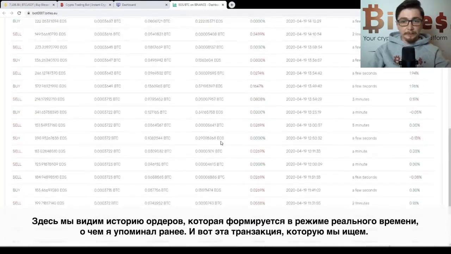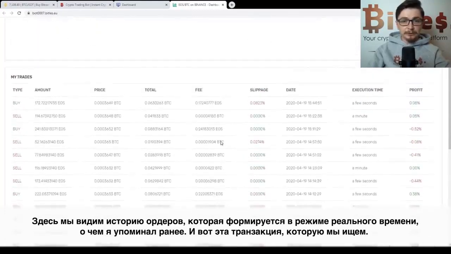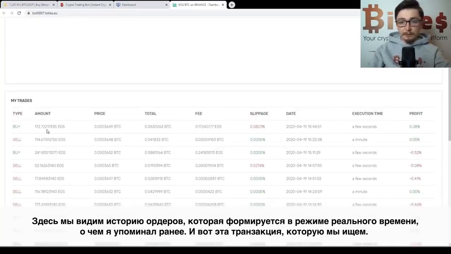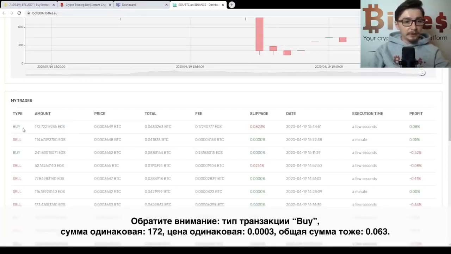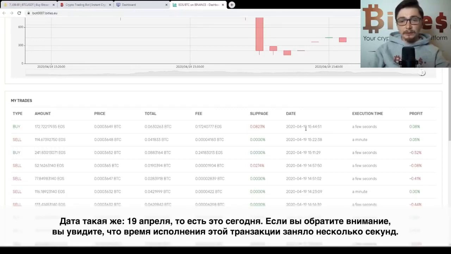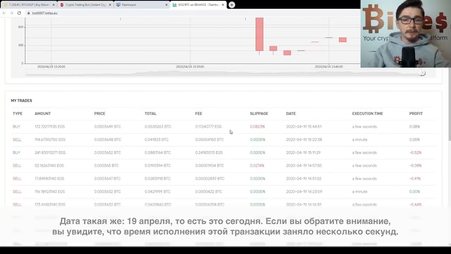So here we can see the history of orders which is formed in the real-time mode, which I mentioned before, and this is the trade that we are looking for. Pay attention, it's a buy trade. The amount is the same, 172. The price is the same, 0.0003. Total is the same as well, 0.063. Date is the same as well, April 19th. And hours are different, like I mentioned, so it's 15 hours 44 minutes and 51 seconds. If you pay attention, you can see that execution time of this trade took a few seconds.